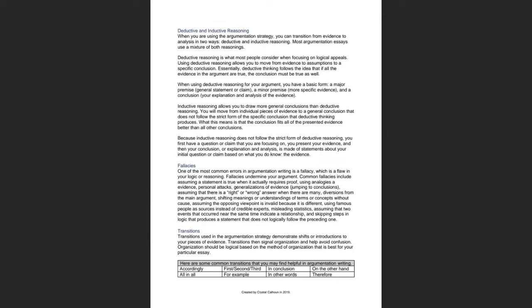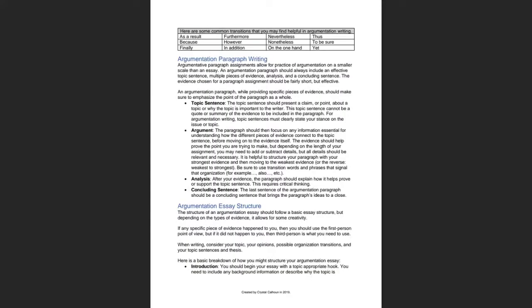Transitions. Okay. Like the other chapters, we have transitions that can be used in argumentation writing. They are accordingly, first, second, third. In conclusion, on the other hand, all in all, for example, in other words, therefore. Let's see if the table continues. Yes. As a result, furthermore, nevertheless, thus, because, however, nonetheless, to be sure, finally, in addition, on the one hand, and yet. So those are transitions.